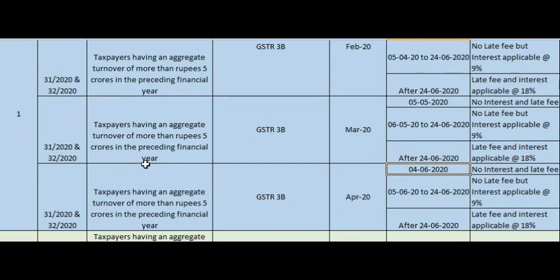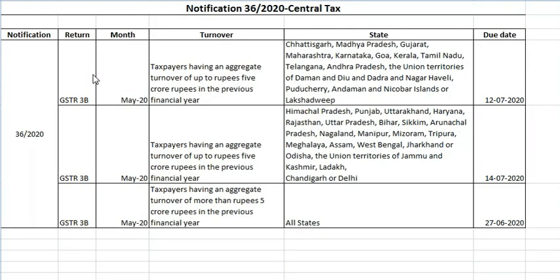Now coming on to notification number 36/2020. This notification talks about the due dates to file GSTR 3B for the month of May 2020. The due dates in this notification have been decided upon the basis of the turnover of the various taxpayers. In case the taxpayers have an aggregate turnover of up to rupees 5 crores in the previous financial year and the taxpayer belongs to states such as Chhattisgarh, MP, Gujarat, Maharashtra, Karnataka, Goa, etc., then the due date to file GSTR 3B for the month of May 2020 is 12th of July 2020.